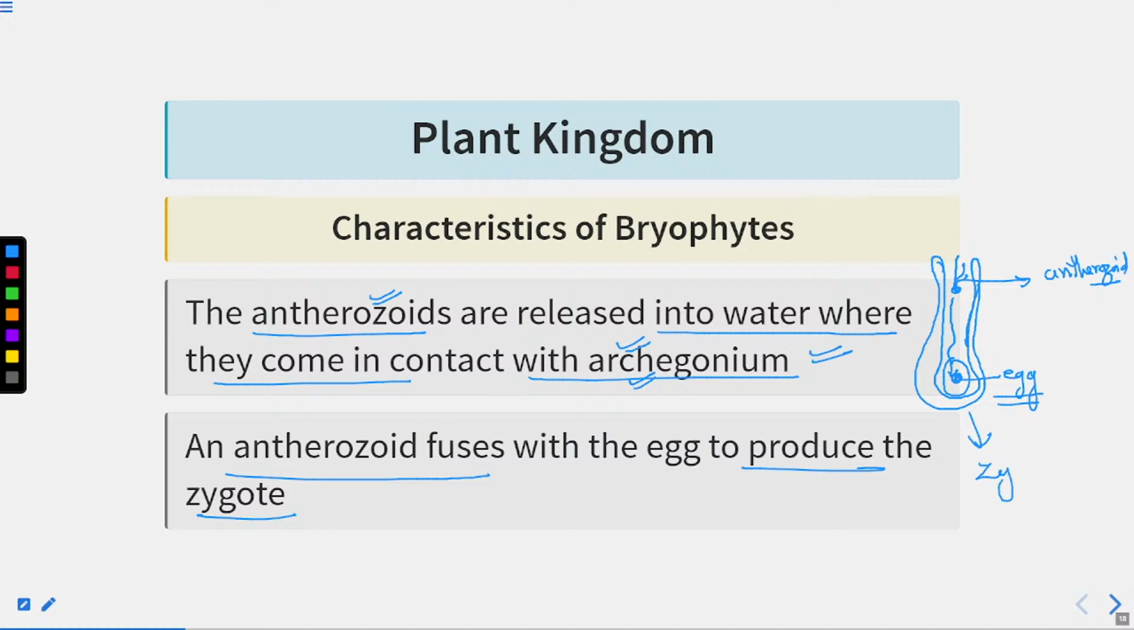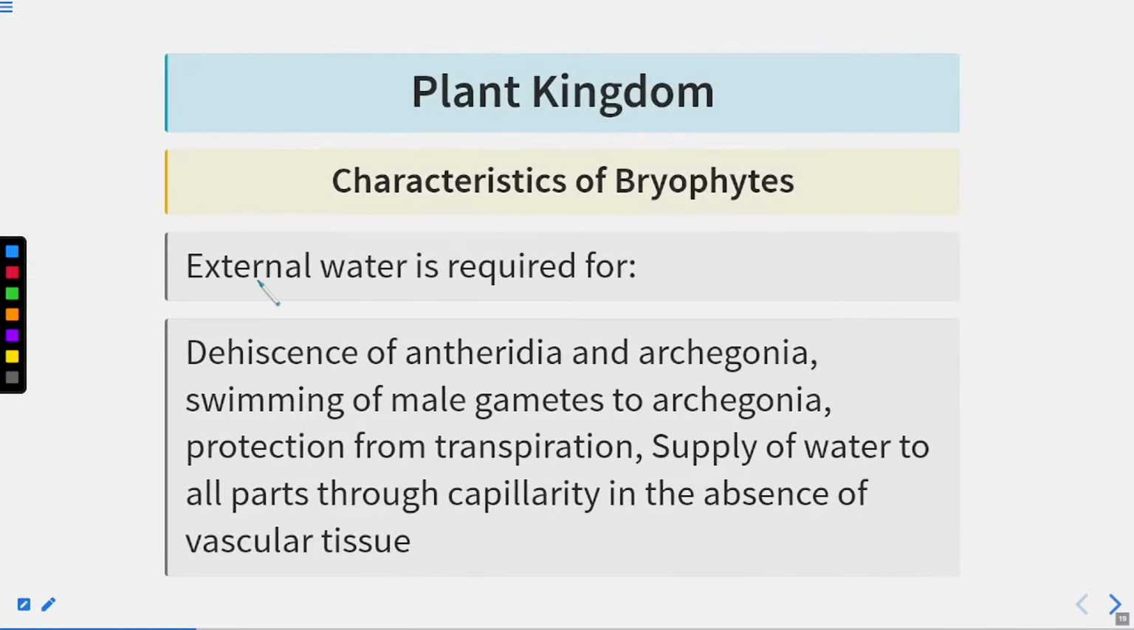Later it forms the zygote. So what is required here? That is very, very important. Without that, no fertilization can occur. That is water, because these flagellated antherozoids require water to swim and reach the archegonium, and then only fertilization takes place, right? So why is this external water required?